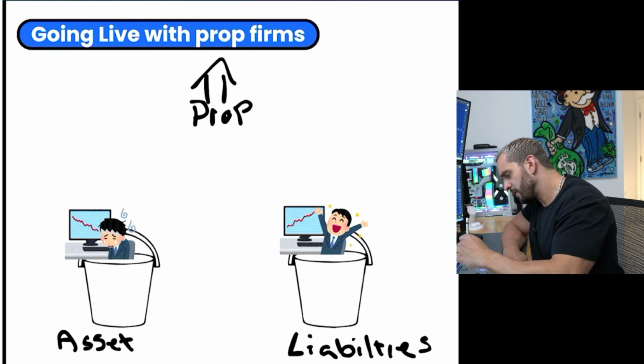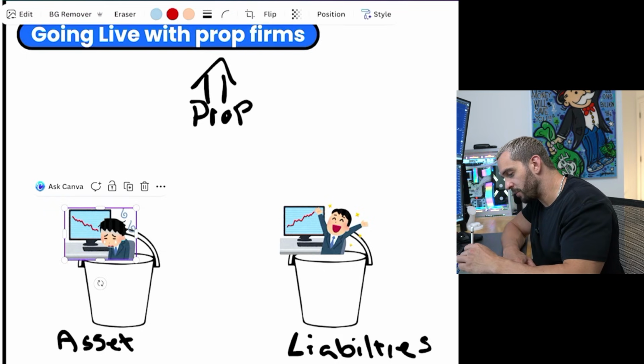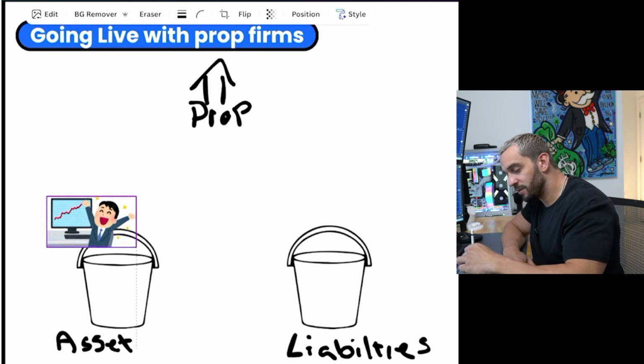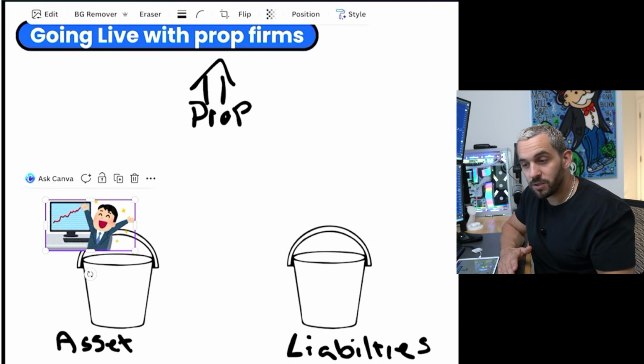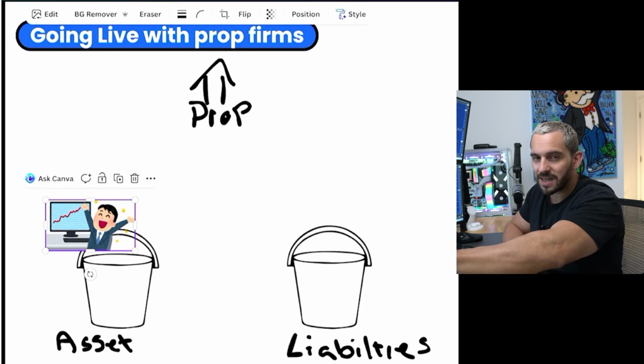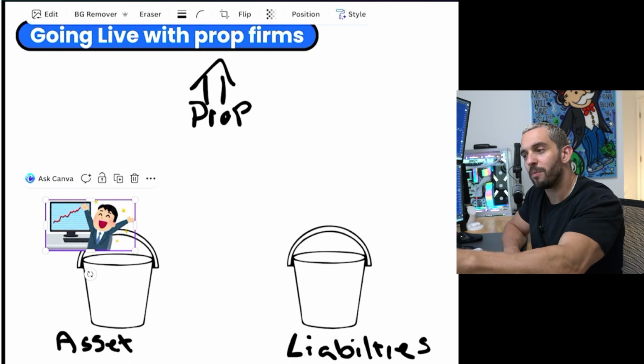Now, when a prop firm switches you and puts you to a live account, assuming you're still profitable, you now go back to being an asset for the prop firm. So for me, assuming they're actually connecting you to the live markets, a prop firm that puts you to a live account, you can have a long-term relationship with.